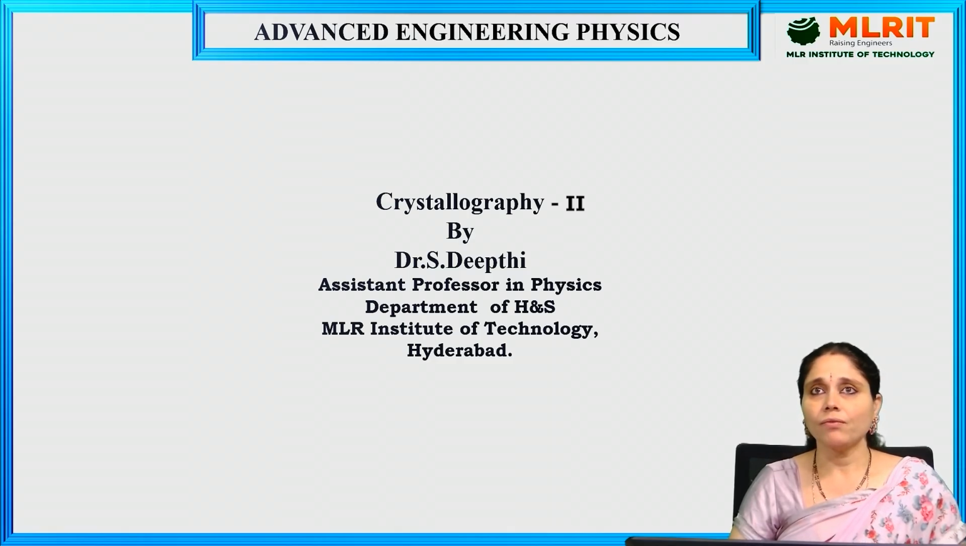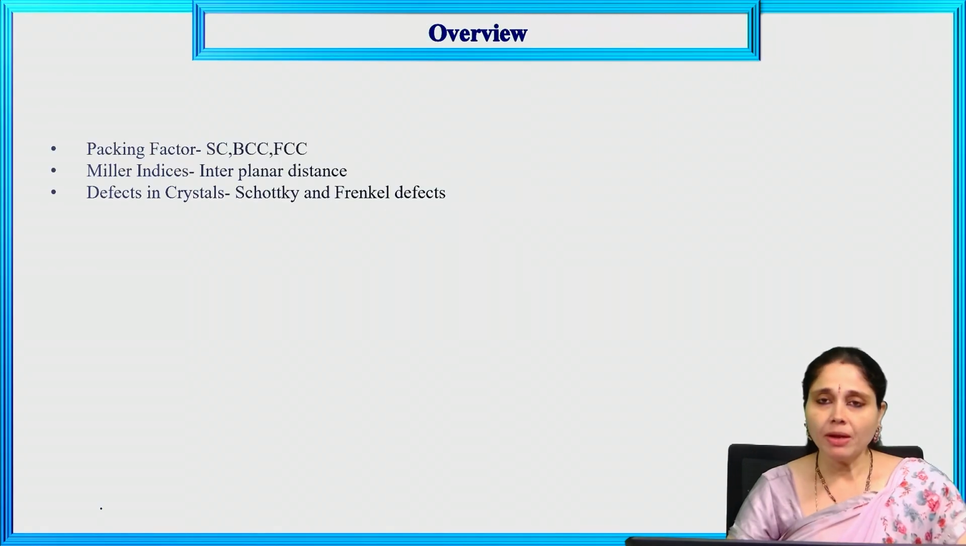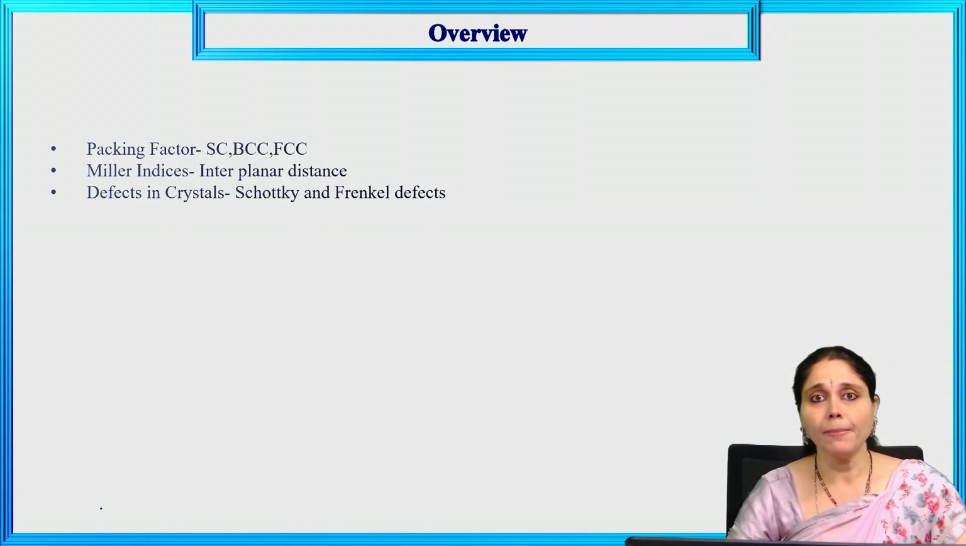This is a part of Advanced Engineering Physics syllabus. In the previous video, we have learned about the different crystal systems, 7 crystal systems, and also 14 Bravais lattices and coordination number, and also we have learned about effective number of atoms and so on. Now in this lecture, we are going to learn about the packing factor of SC, FCC and BCC, Miller indices, interplanar distance, defects in crystals, Schottky defect and Frenkel defects. So this is about this video.